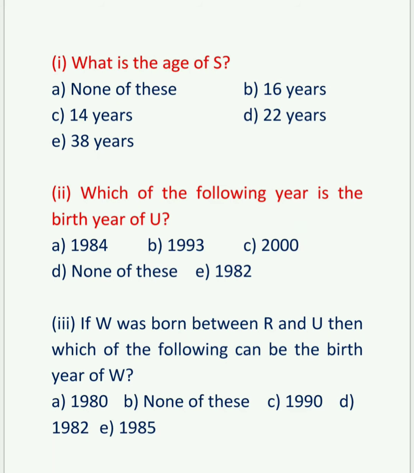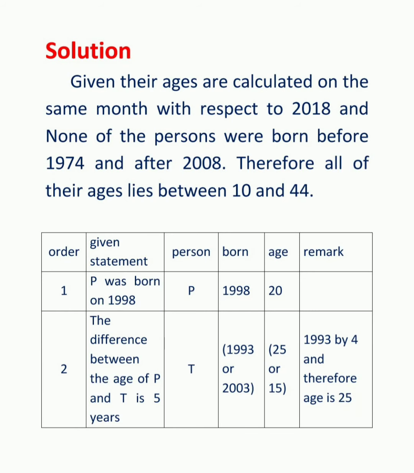Now the questions. Number 1, what is the age of S? Number 2, which of the following years is the birth year of U? Number 3, if W was born between R and U, then which of the following can be the birth year of W? Solution.